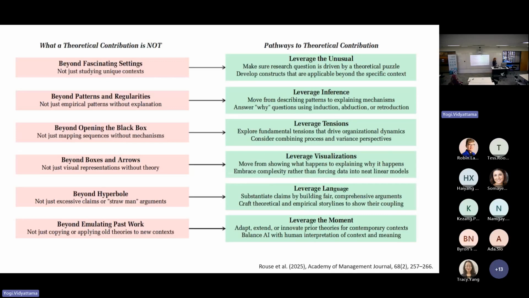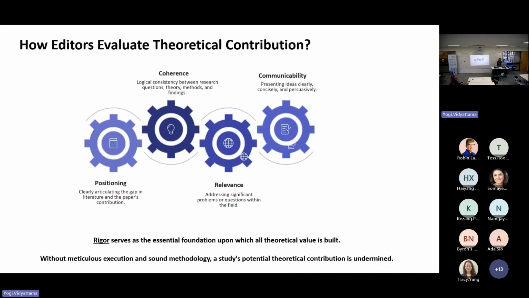Leverage the moment: adapt, extend, or innovate prior theory for contemporary contexts, and balance AI with human interpretation. And again, I do have a couple of papers. For those of you who are doing AI research, I shared some with Ryan yesterday on how to use AI at different levels of writing a paper. I think we talked about those papers too, Rebecca. I'll share that with you too at the end.